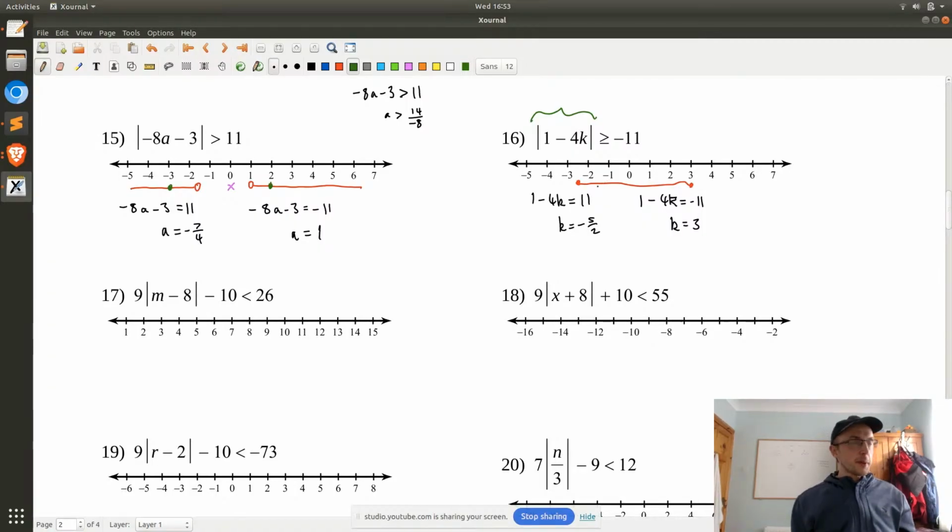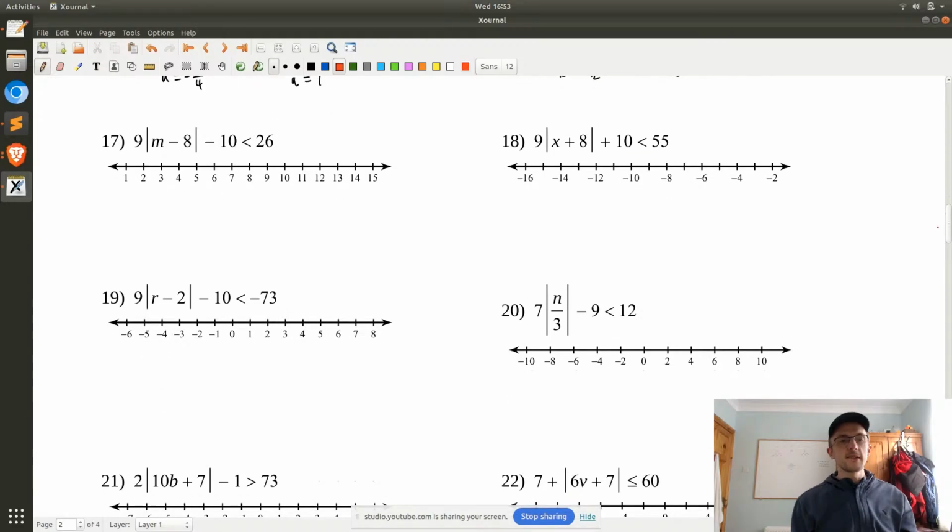Instead of following the procedure, just thinking about what it actually means, the absolute value of something, and I'm claiming that that's greater than or equal to -11. Of course it is. That's always true. What a brilliant question. Okay. Getting the hang of this now. All right.